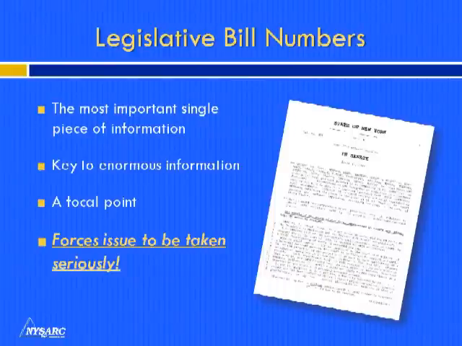For example, here is Senate Bill 4622 by Senator Hannon, otherwise known as the Health Care Decisions Act. With this single number, tens of thousands of people around the state can focus on an issue in ways that would otherwise be impossible if they had to explain a complex bill. A bill number means that there is a potential change in the law, and that forces an issue to be taken seriously. Therefore, bill numbers are a critical focal point for statewide legislative advocacy campaigns.